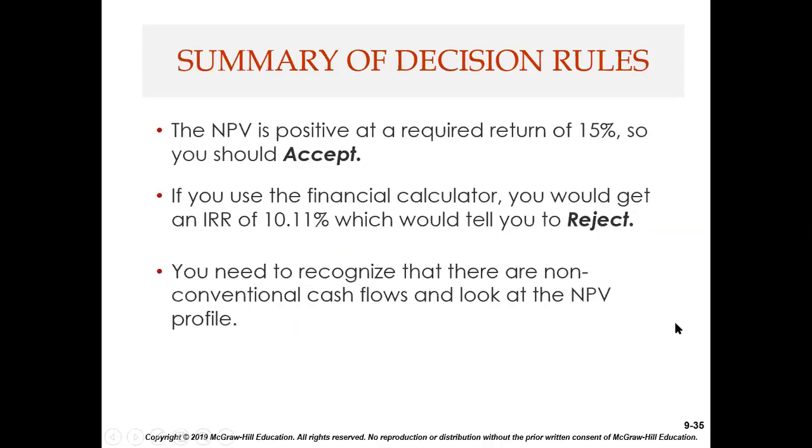So the net present value is positive at a required rate of return of 15%, so you should accept it. If you use your financial calculator, you would get an IRR of 10.1%, which would tell you to reject it. So you have to be careful when there are non-conventional cash flows. You need to recognize that there are non-conventional cash flows and look at the net present value profile.